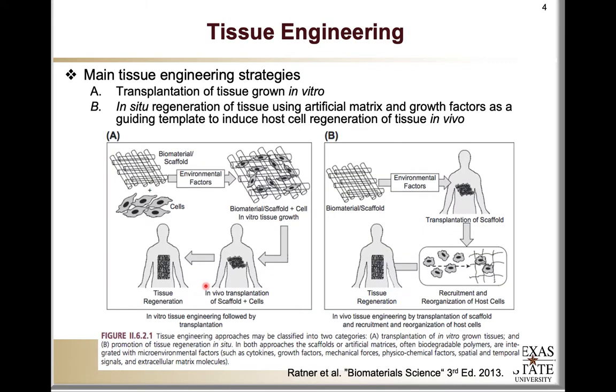All right, the strategies to be able to develop a tissue engineering system would be A, to do a transplantation of tissue that is grown in vitro, or B, to actually grow or regenerate the tissue in situ. A is shown here on the left-hand side, and basically what we have is that we're going to be developing a scaffold, a biomaterial scaffold that could be made out of synthetic polymers or natural polymers or a hybrid type material, a nanocomposite or something like that.